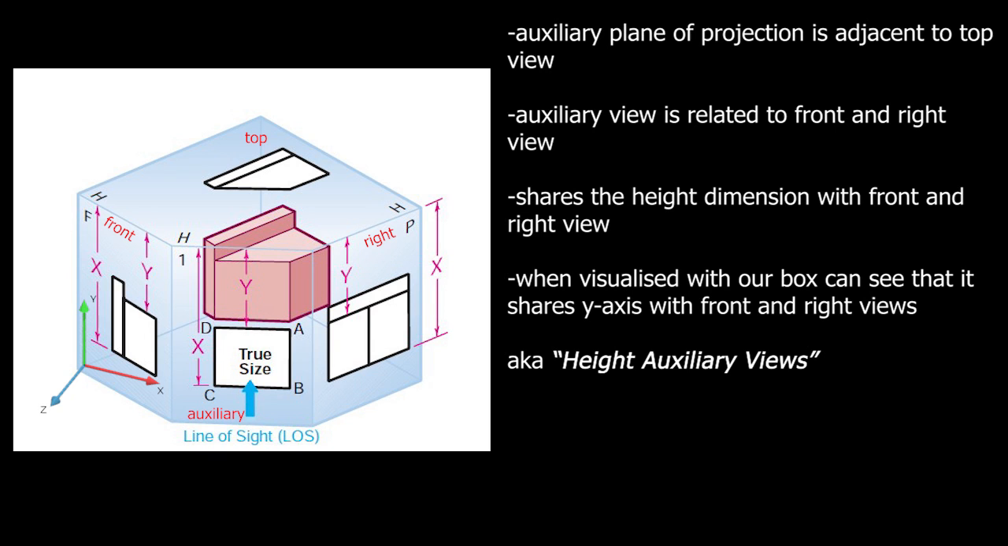The second ones are the height auxiliary views. Here the auxiliary plane of projection is drawn adjacent to the top view. It is related to the front and the right side views. It shares a height dimension with the front and right side views, and when visualized inside our folded box with the auxiliary view, we can see that it shares the y-axis with the front and right side views.